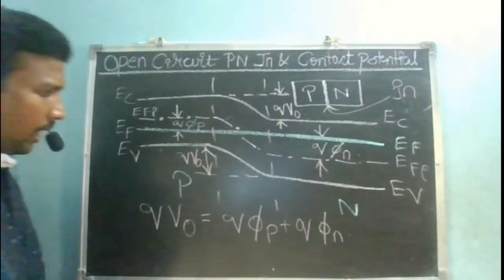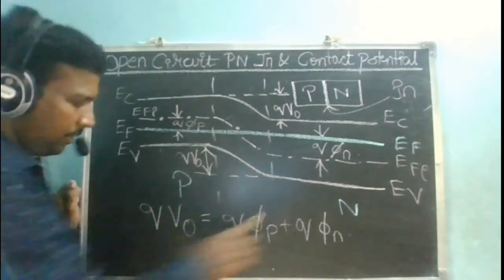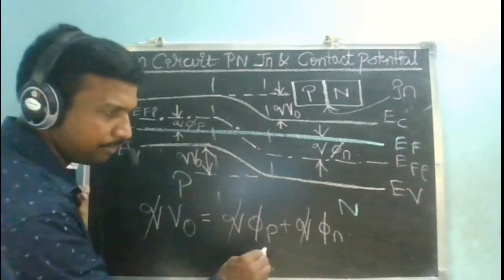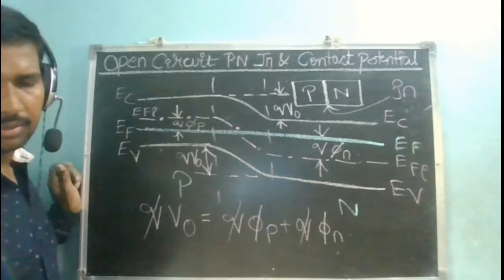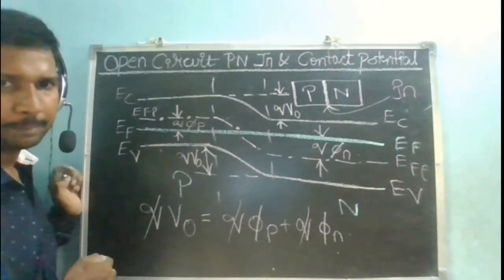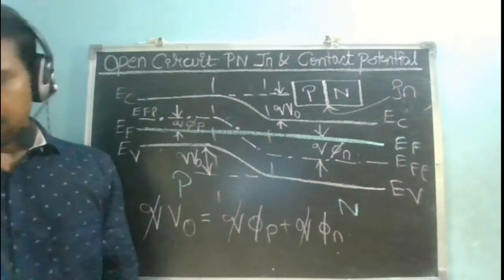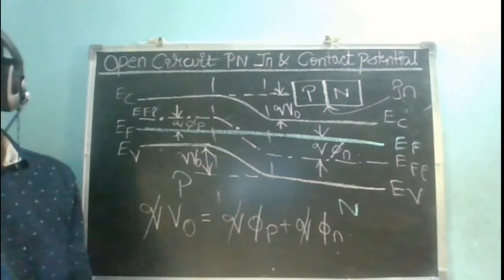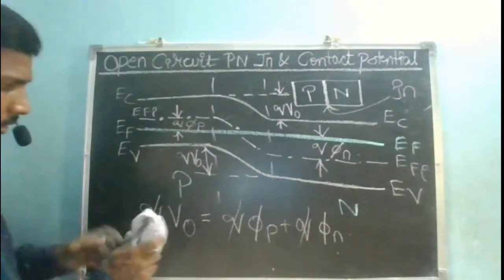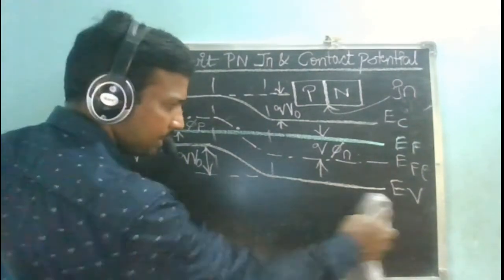So from this, can you derive an expression for my V naught? I can cancel my Q on both sides. So V naught is given by phi p plus phi n. What is phi p? Potential P. Remember that V naught is to be determined as phi p plus phi n. I am writing what phi p is here, and phi n here.